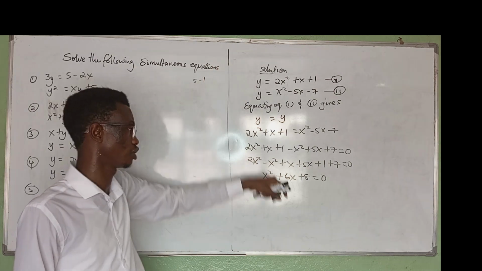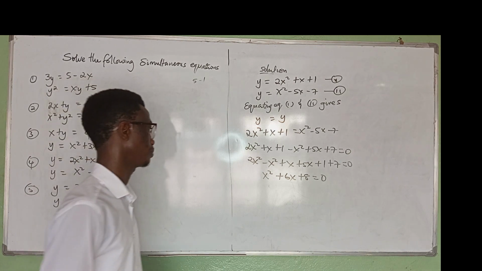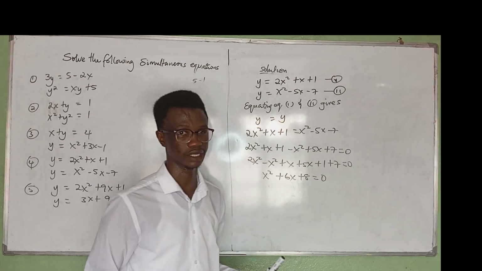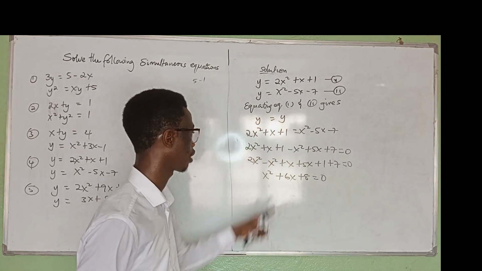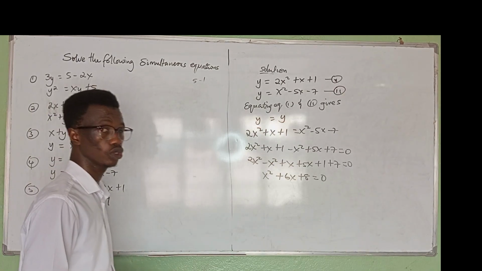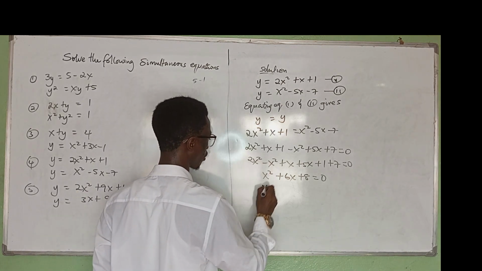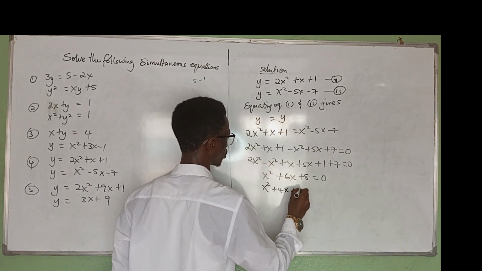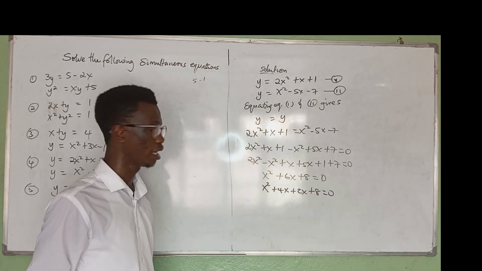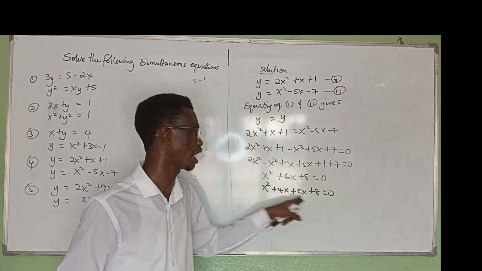So again, from simultaneous equation to a quadratic equation, we simply use the factorization method. You are going to find two numbers that when you multiply them, you get 8, and when you add them, you get 6. The two numbers, of course, are 4 and 2. 4 times 2 is 8, and 4 plus 2 is 6. So we have x squared plus 4x plus 2x plus 8 equals 0. We replace the middle term 6x with 4x plus 2x.